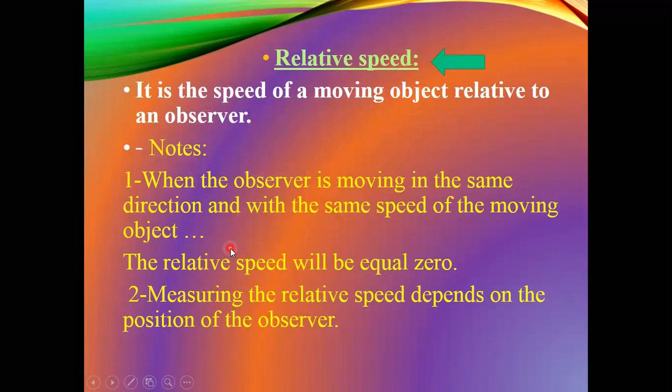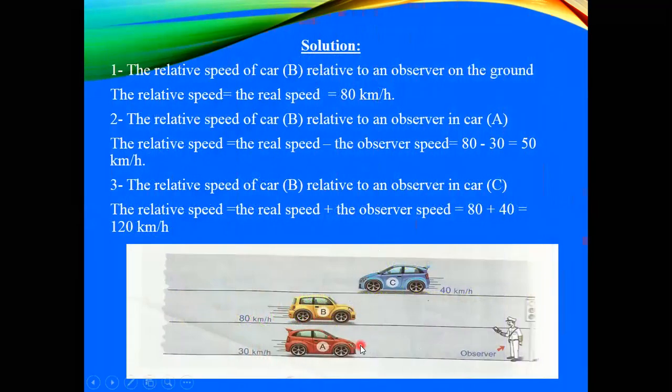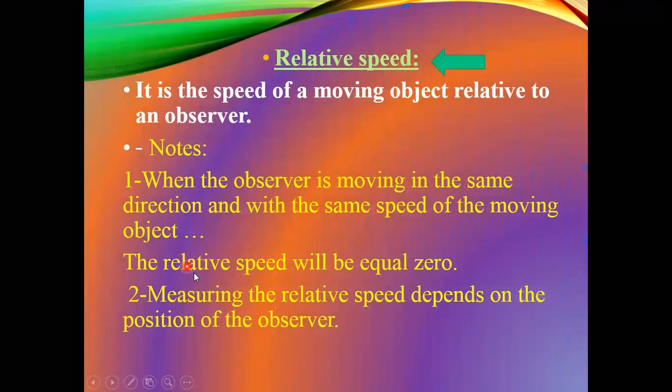Notes. تعال نشوف النوتس عندي. When the observer is moving in the same direction and with the same speed. يعني هنا لو الobserver ماشي 80 والobject ماشي 80. في الحالة دي relative speed will be 80 minus 80 will be 0. يبقى in the same direction with the same speed, relative speed will be equal to 0.